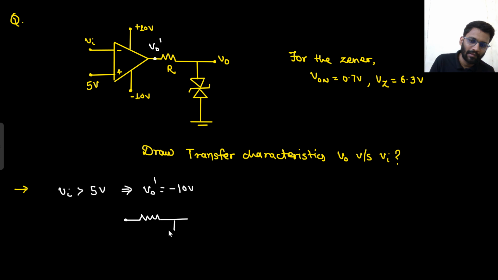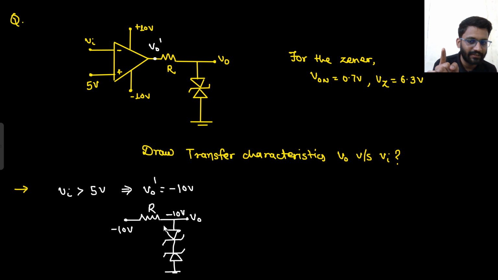R. This is minus 10 and this is your V0. So what will happen? This minus 10 will come. So better I should make it as 2 Zeners only. Now what will happen? You can apply open circuit test. If I am applying open circuit test, this minus 10 will come here. If this minus 10 is coming here, there is high chance that this Zener will go into breakdown, because Vz is 6.3. So let's just assume that this Zener is going into breakdown.